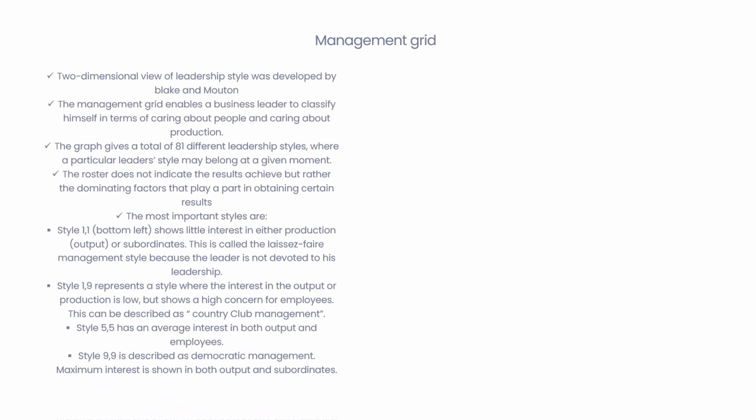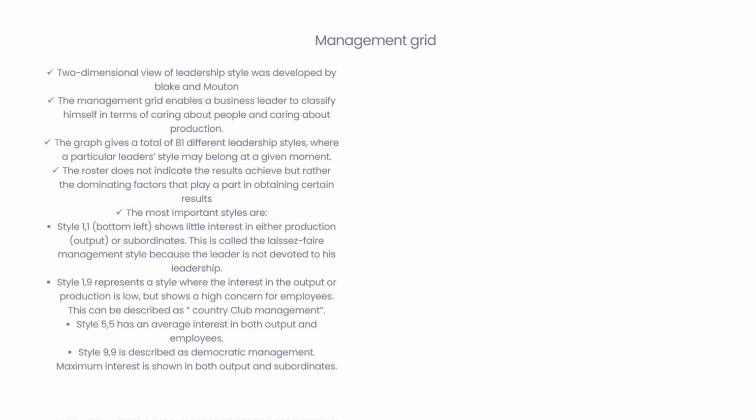Management grid. The two-dimensional view of leadership style was developed by Blake and Mouton. These are another couple of people who also developed another type of leadership styles, with the management grid. The management grid enables a business leader to classify himself in terms of caring about people and caring about production.